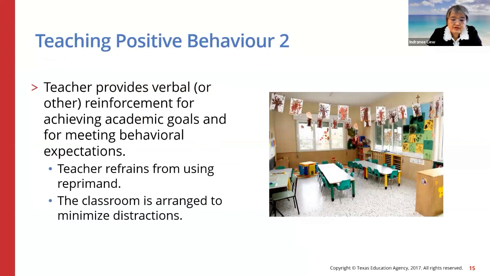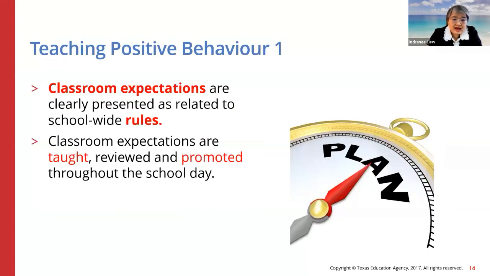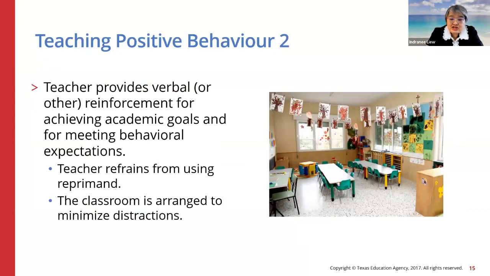Teaching positive behavior. The classroom expectation rules should be promoted or repeated every day until they know it by heart. So this is like 1 month every day. Teaching positive behavior part 2. The teacher needs to provide what? Verbal reinforcement.